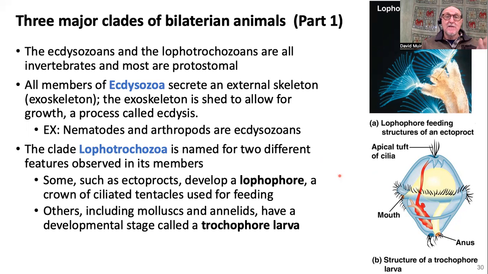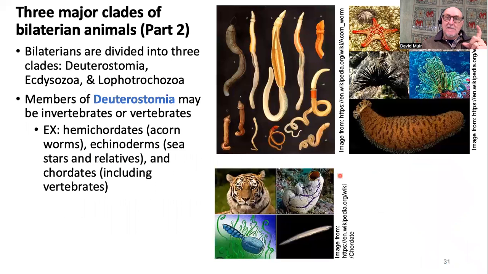So remember the Ecdysozoa and the Lophotrochozoa. Those are the two protostomial groups, but they're not grouped as the protostomes. Okay, they are both protostomial, but they are separate from one another.